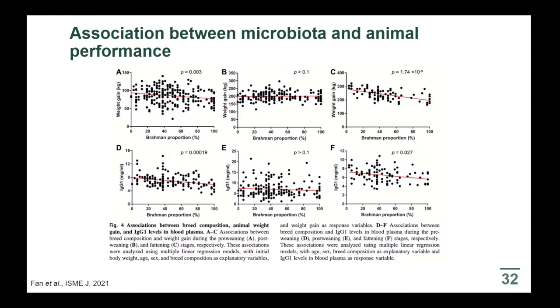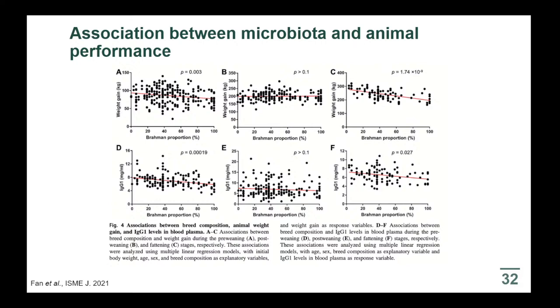Animal weight gain is associated with host genetics. As you see here, they are less. But during the post-weaning stage, 9 months old, we do not see significant difference between the host genetics. Also, IgG1 concentration is the same. So we could see significant differences at 3 months and 18 months of fattening stages, but not at 9 months.